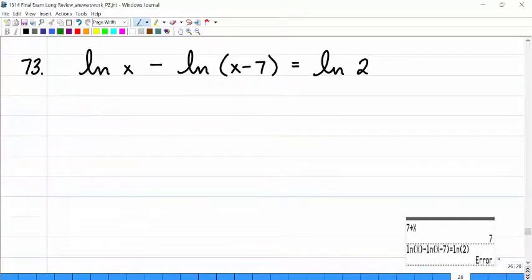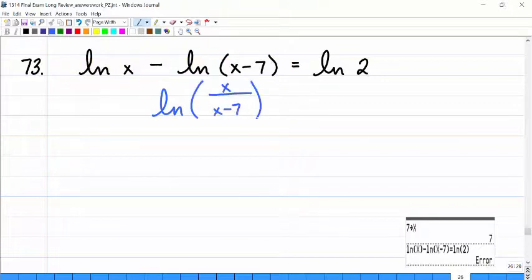Number 73 says to solve natural log of x minus natural log of x minus 7 equals natural log of 2. I see that I have natural logs on both sides. I want to combine the left-hand side into one natural log. Since I have natural log of x minus natural log of x minus 7, I'm going to use the log property and say that that's equal to the natural log of x divided by x minus 7. Now recall that there's a rule that says if natural log of m equals natural log of n, then m must equal n.